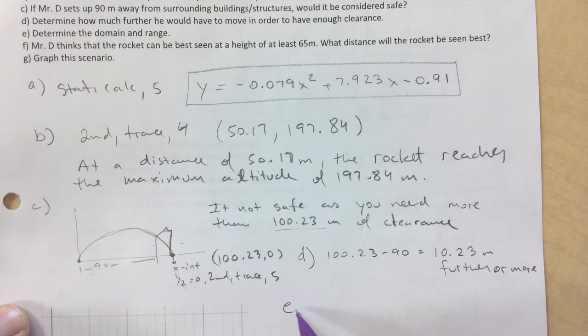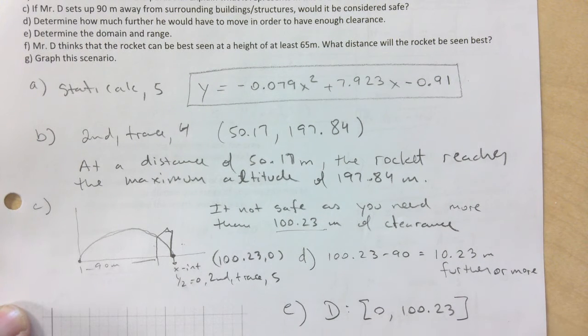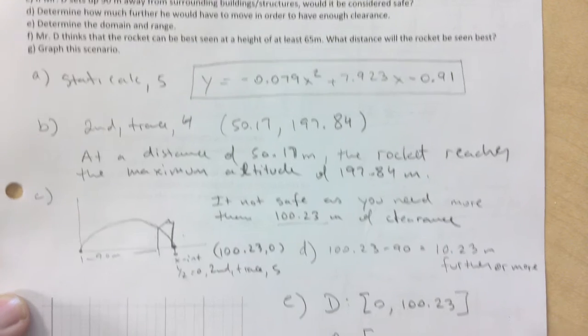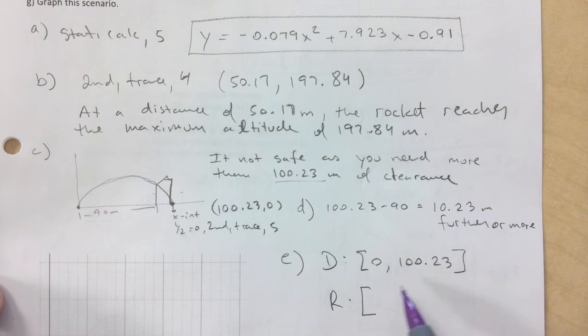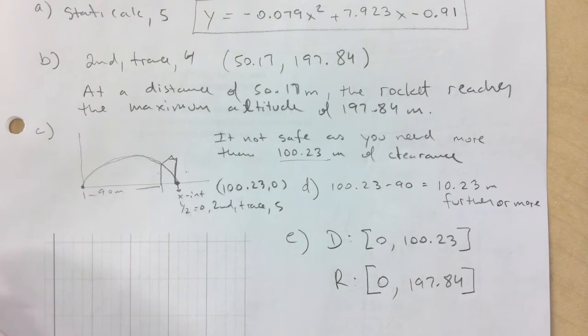So that's C, D already. E, determine domain and range. And we're talking distance. So we know that our domain is 0 to 100.23. And our range is also starting at 0 because it does hit the ground. Okay? It does hit the ground. And so our maximum height is 197.84. Okay, so there it is.